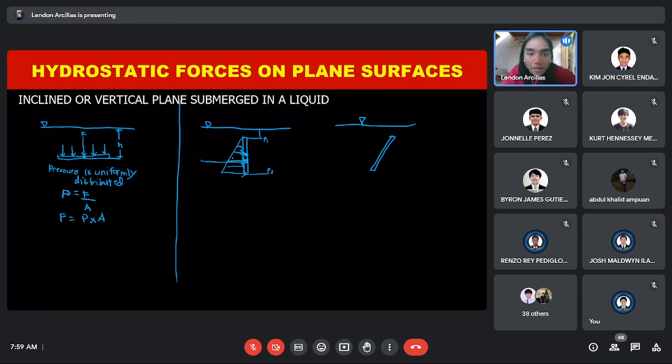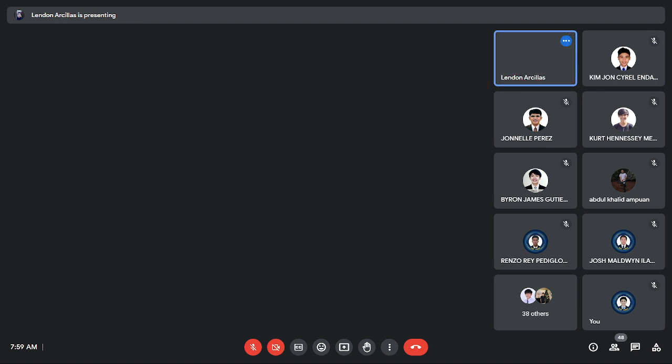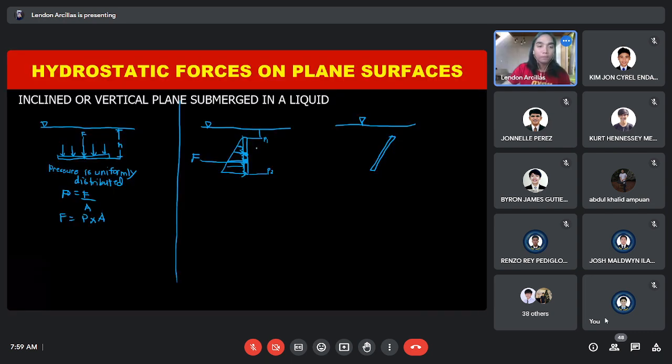Okay? Anong tawag ng point na yon? Where the hydrostatic force is concentrated. Anong tawag ng point na to? May naalala pa ba? Ano yun? Yung letter CP. Okay, CP. That is the center of pressure. Okay, this is the half of the object, which is CG, center of gravity. So this is center of gravity.